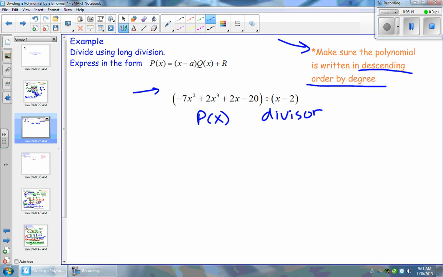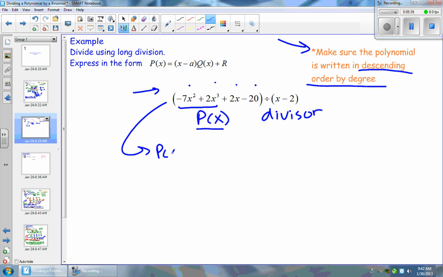Take a look at the polynomial here, p of x. Are the degrees of each term in descending order? We'll take a look. This has a degree of 2. This has a degree of 3. This has a degree of 1, and this has a degree of 0. Okay, so I'm a little worried right here. That is not in descending order. So we have to rearrange our p of x as follows.